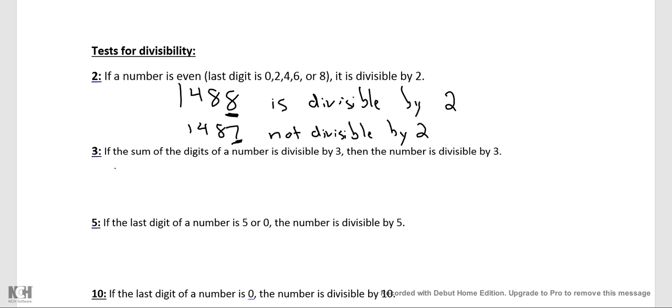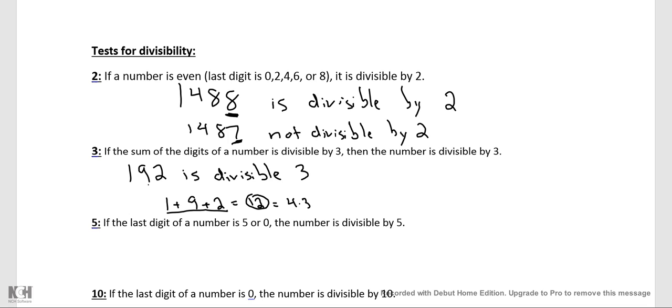For 3, we look at the sum of all the digits in a number, and if the sum of the digits is divisible by 3, then the number itself is divisible by 3. So for instance, 192, I don't know if that's divisible by 3 right off, but if I take each digit and add it together, 1 plus 9 plus 2 is 12. 12 is a multiple of 3. It's actually 4 times 3, so I know 3 goes into 12 4 times. And since the sum of the digits is divisible by 3, then 192 is divisible by 3. That's just a quick check if you don't have a calculator handy to divide it by 3 and see if it comes out without a decimal.